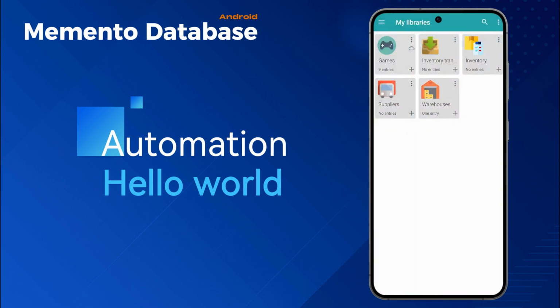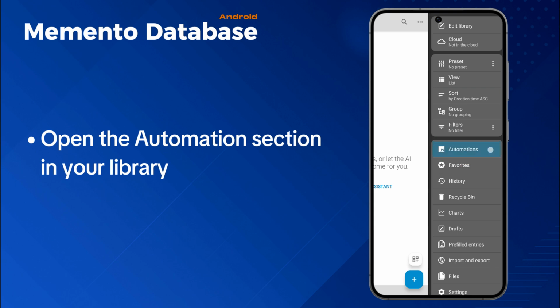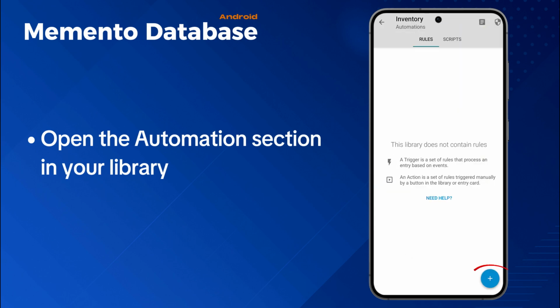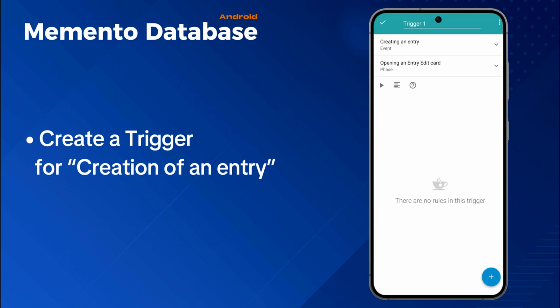Open the library where you want to create the rule. Tap the menu in the upper right corner. Select Automation, go to the Rules tab, and tap the plus button to add a new automation. Choose Trigger. This means the automation will run automatically when something happens.